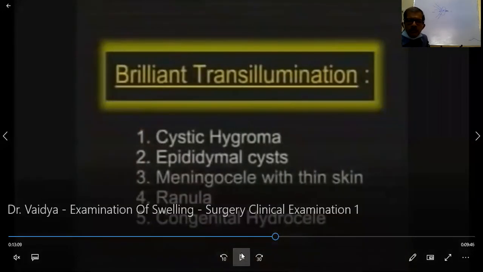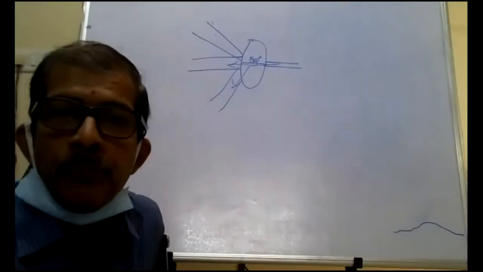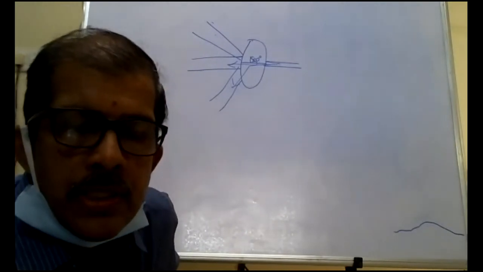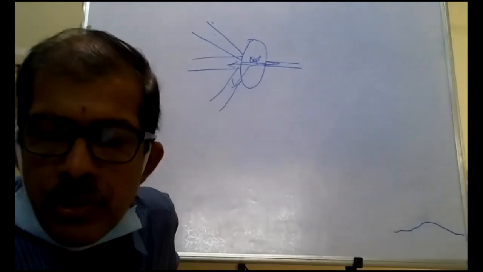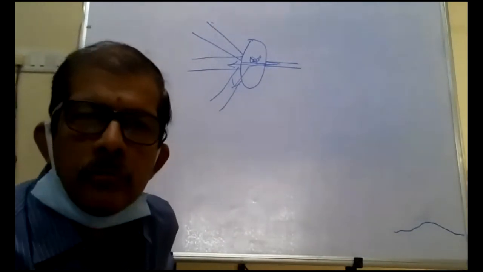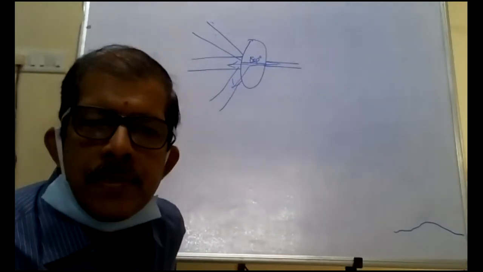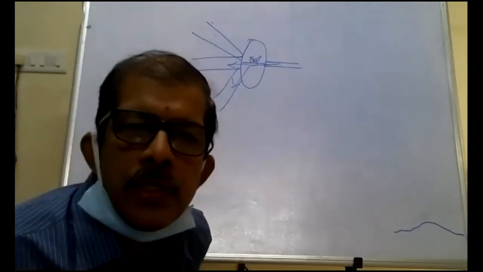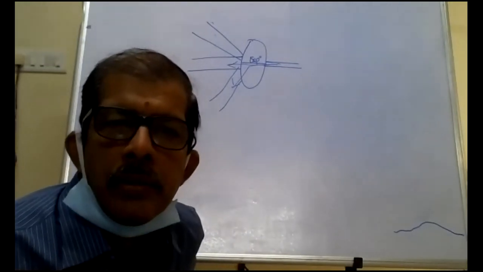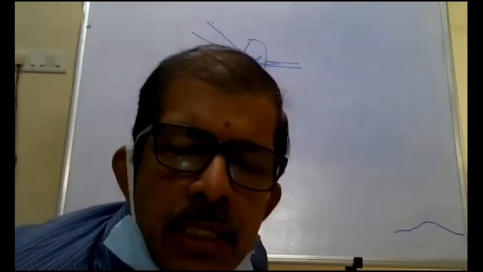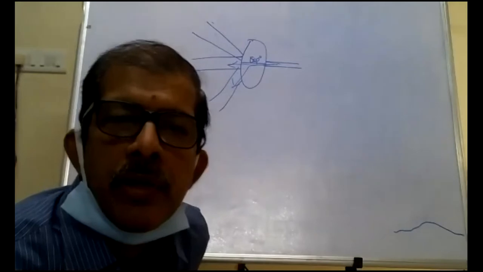Now, before that, I just wanted to ask you, what are the diseases or cysts which are brilliantly translucent? Yes? You can tell me one or two. Meningocele, good. Next. Ranula, good. Next. Epidermal cyst. Epidermal cyst is never translucent. No.